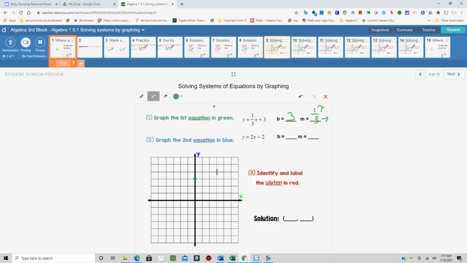And then I'm going to draw a line. And I want to make sure that this line is pretty long. I want it to cover that entire graph, okay? So there's my first line.